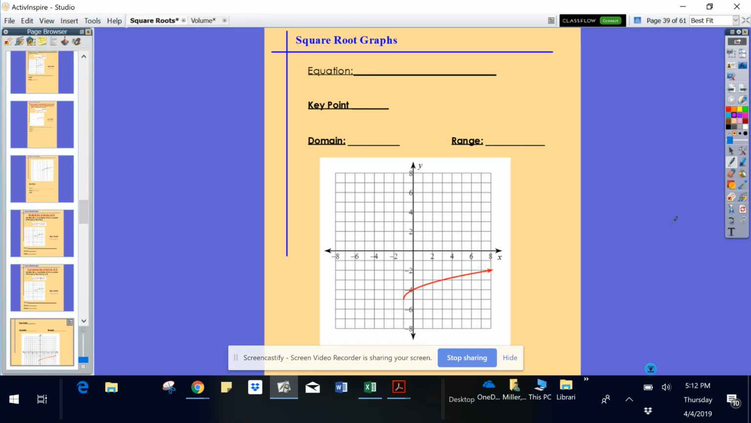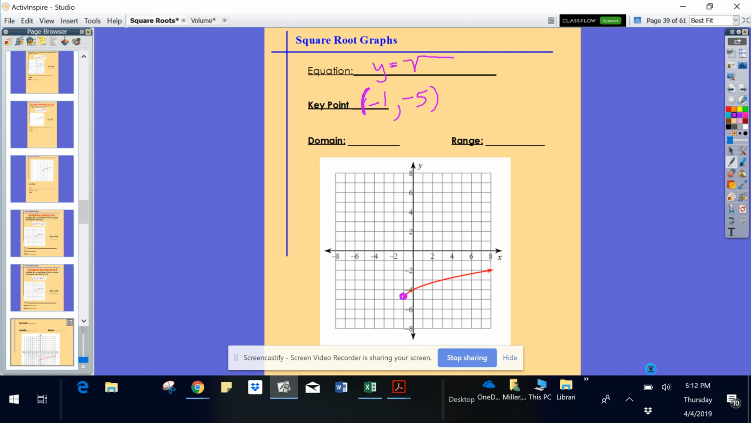So where's our key point? It's right here where our graph begins. So that key point is going to be -1, and my y value is -5. All right, everyone see how we got that? -1, -5. Now, I know the graph is positive, so I'm going to write my equation, y equals, and I'm going to write my square root.